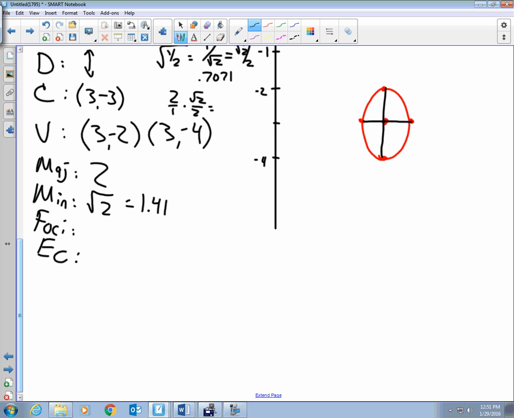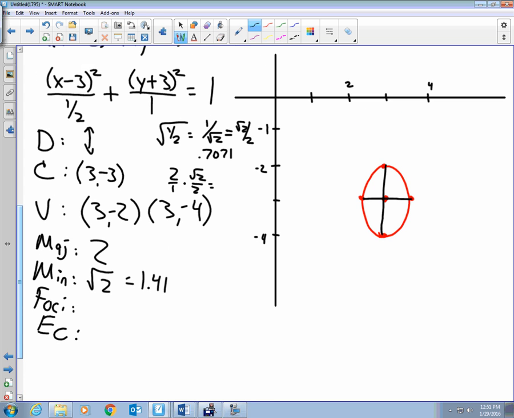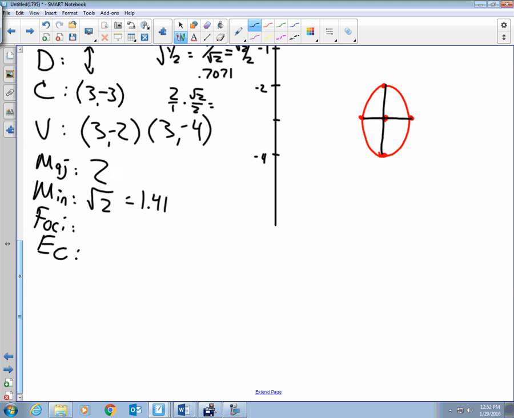Foci. What's the equation? A squared minus b squared is c squared. So if you take a squared, 1, minus b squared, 1/2, you get 1/2. And what's the square root of 1/2? 0.7071, or the root of 2 over 2. So I'm going to move 0.7071 units, or 3/4 of a unit approximately, vertically in each direction.